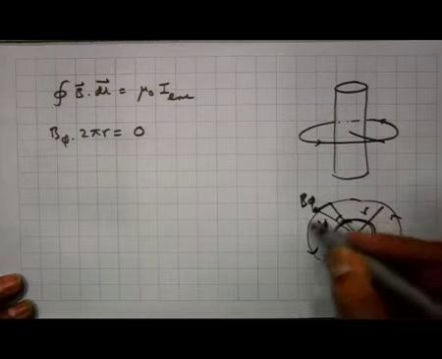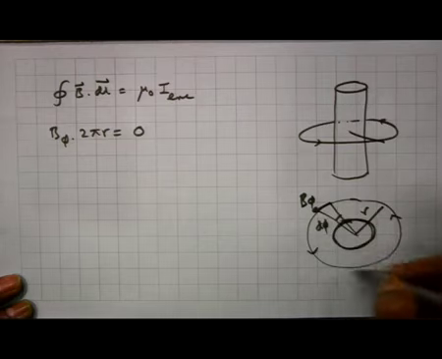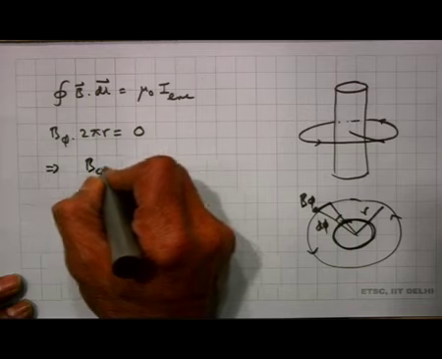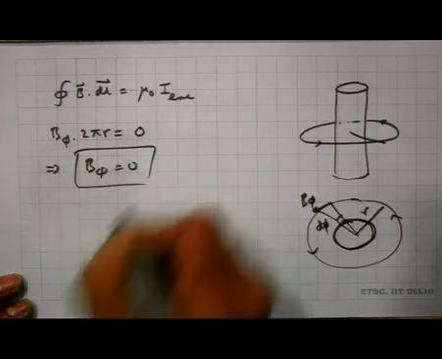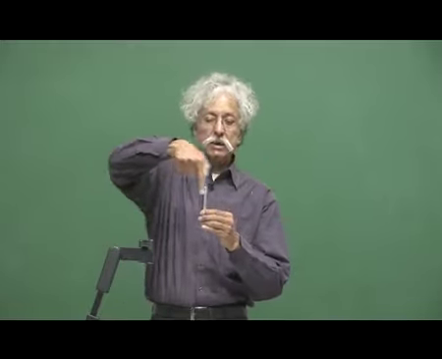2 pi r is the circumference of the circle. So, B dot dl becomes B phi into r d phi. This implies there can be no azimuthal component. The first thing I showed you is that there can be no component of magnetic field like this, and I have also shown you there can be no magnetic field component in this direction.